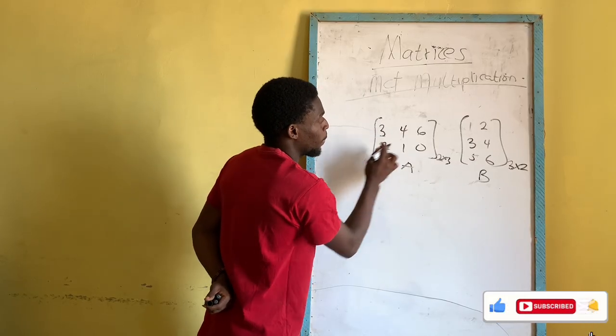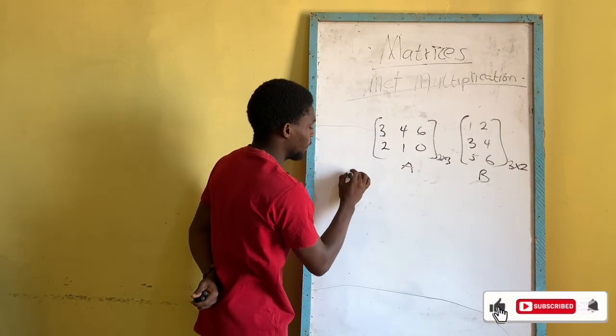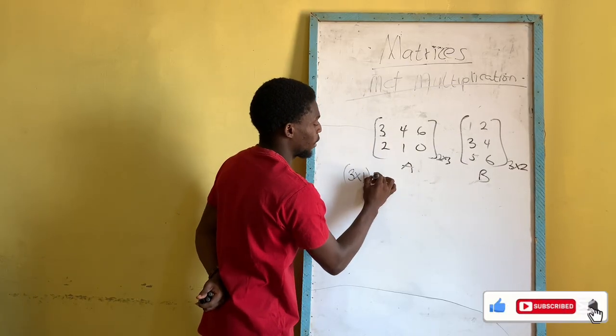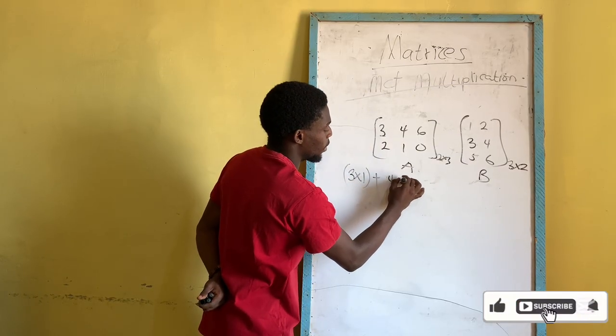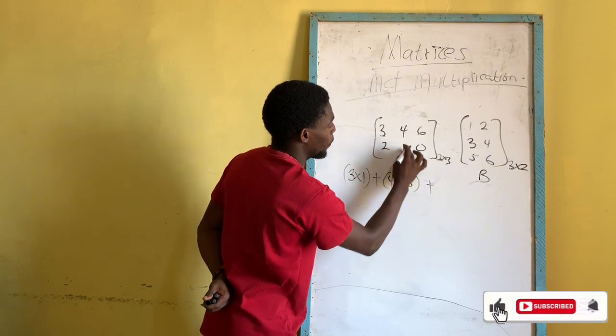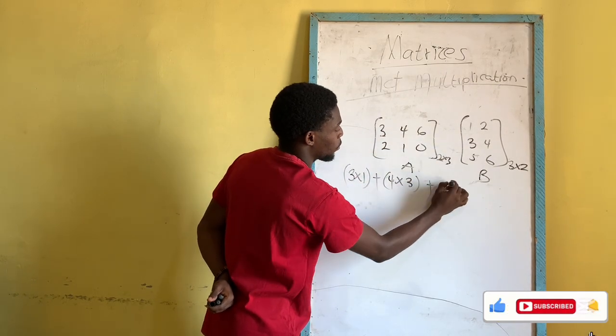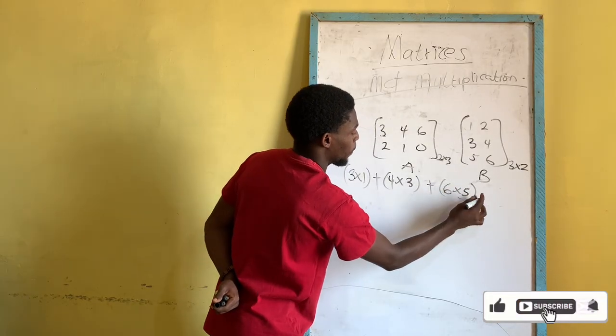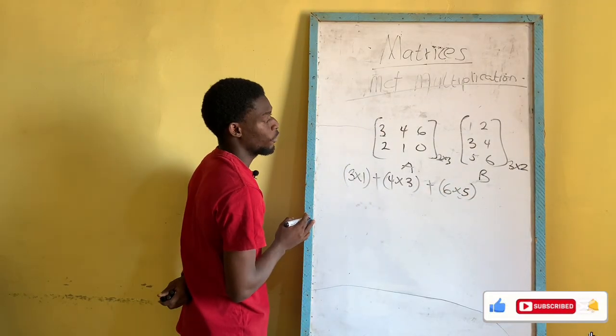Element 1 by this one. So we have 3 multiplied by 1. Then go by another one. We have 4 multiplied by what? By 3. Then we have 6 multiplied by what? By 5. So let me put it this way. You are done with your first part.